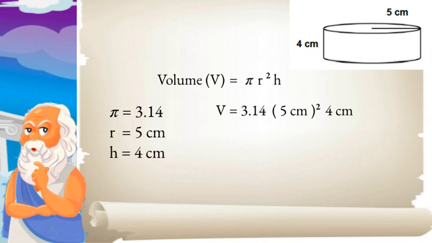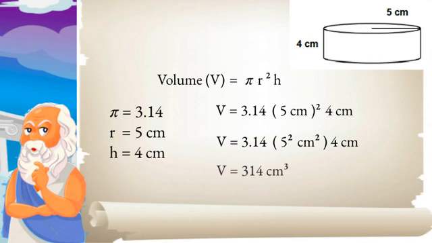Pay close attention to the radius variable. Because it is squared, both the number 5 and the unit centimeters are squared. This is important, not only because it provides the correct numerical answer, but moreover, it ensures that we have the correct units. Centimeters cubed. Good work.